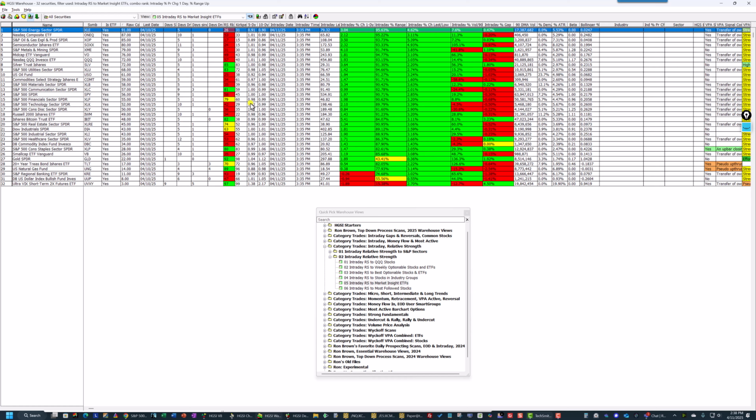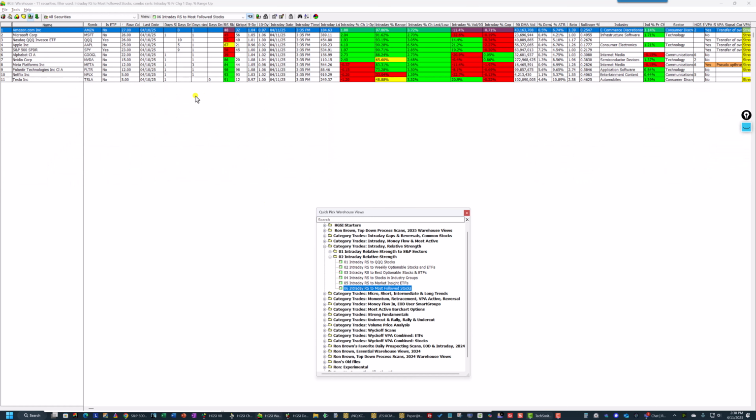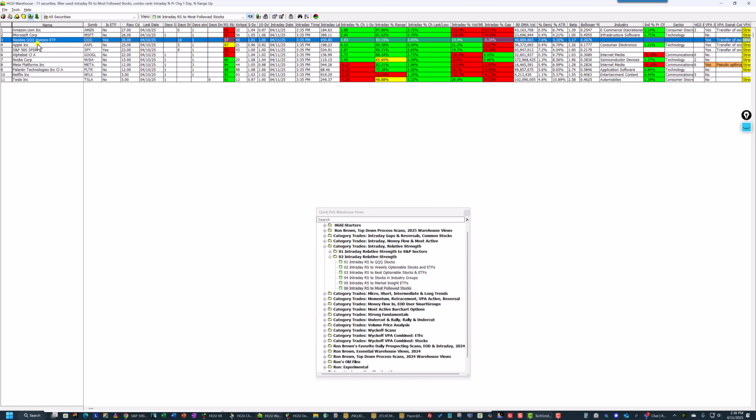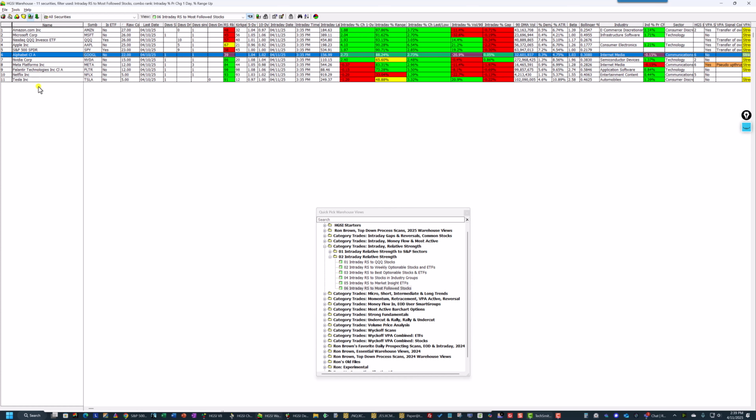And this, I just called it relative strength, the most followed stocks, and these are all of the big names. And I may be adding some more, Amazon, Microsoft, the Qs themselves, Apple, the Spider. Of course, these are optionable. And this is where the action is right now.